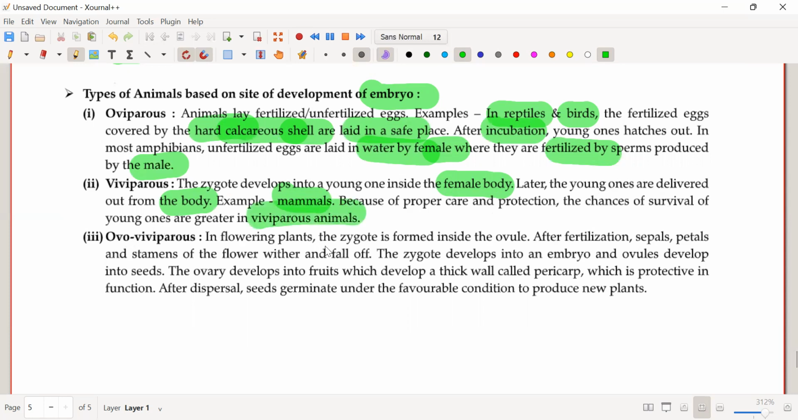In flowering plants, the zygote is formed inside the ovule. After fertilization, the sepals, petals, and stamens of the flower wither and fall off. The zygote develops into the embryo and the ovules develop into seeds. The ovary develops into the fruit, which develops a thick wall called the pericarp, which is in turn divided into epicarp, mesocarp, and endocarp, which is protective in function. After dispersal, the seed germinates under favorable conditions to produce new plants.